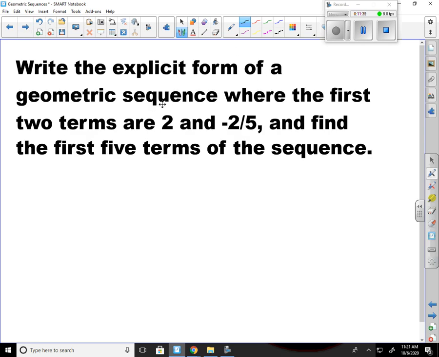Write the explicit form of a geometric sequence where the first two terms are 2 and negative 2 fifths, and find the first five terms of the sequence. We're getting good now. So start with negative 2 fifths over 2. I have a fraction on the top. Make this a fraction on the bottom, flip it, and multiply. Negative 2 fifths times 1 over 2. This gives me negative 1 fifth. So that's my r. R equals negative 1 fifth.